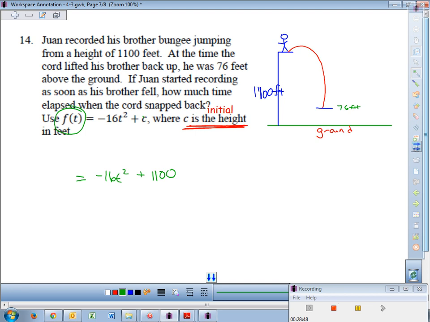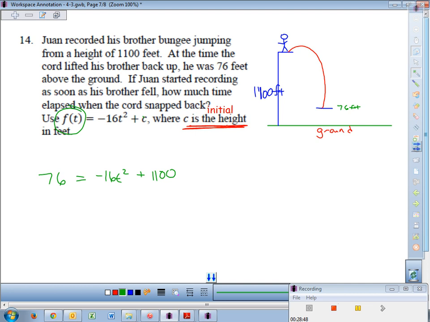Do we know a height in feet that Juan's brother is at any given point in time? Is it 0? That would mean he's on the ground, correct? How high was he? 76. That's how long it took before the cord snapped back, right? At 76 feet off the ground, that's when it snapped back. We need to find the time in seconds in this situation. Is everyone cool with the substitution on that?